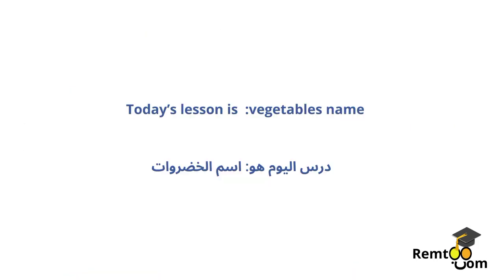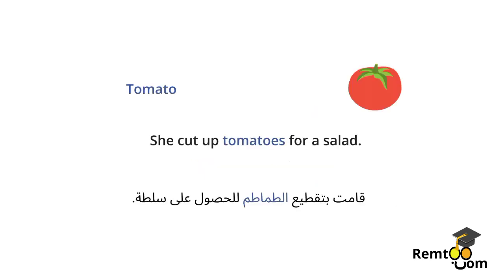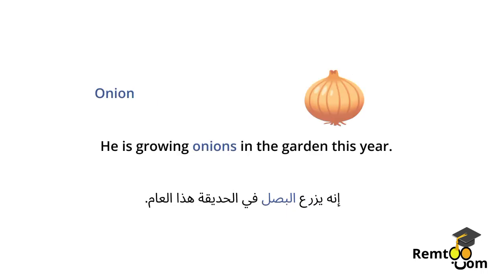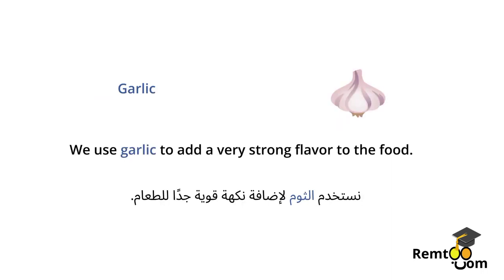Today's lesson is Vegetables Name. Tomato. Example, she cut up tomatoes for a salad. Onion. Example, he is growing onions in the garden this year. Garlic. Example, we use garlic to add a very strong flavor to the food.